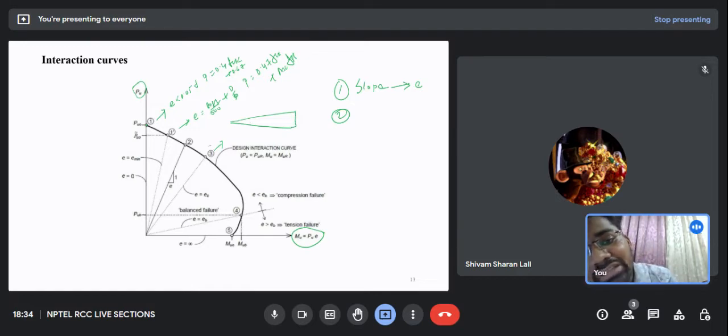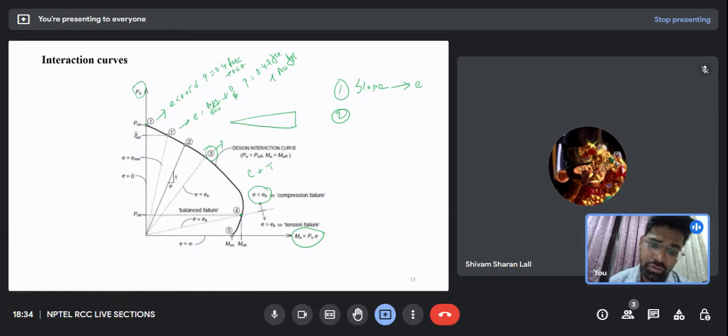So beyond point 3, the column will start experiencing both compressive load as well as tensile load. And it will come to point 4. Point 4 is where the eccentricity corresponds to the balanced eccentricity. That is, both my steel as well as the concrete are having the same yielding. So beyond point 4, my steel will yield more, or what can I say, the tension in the structure would be more as compared to the compression.